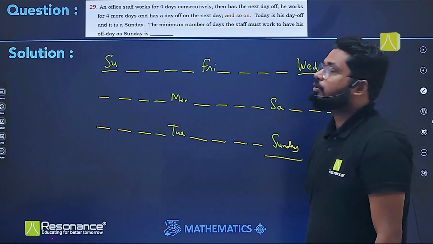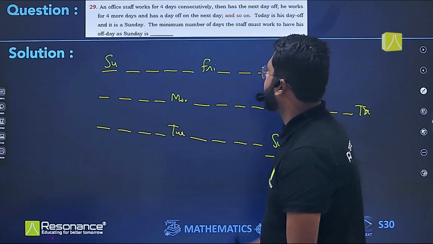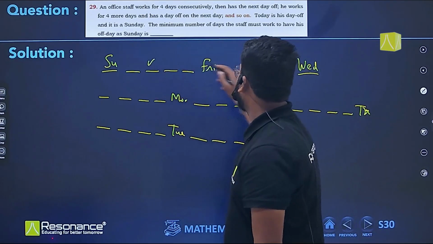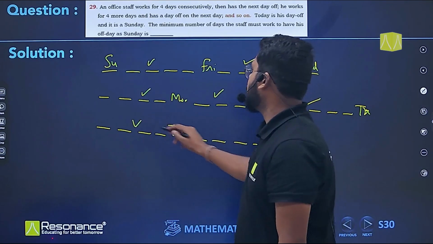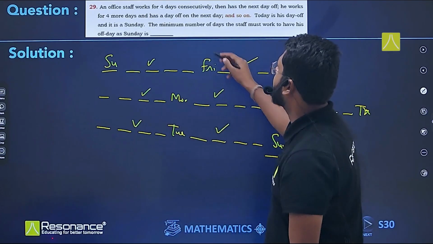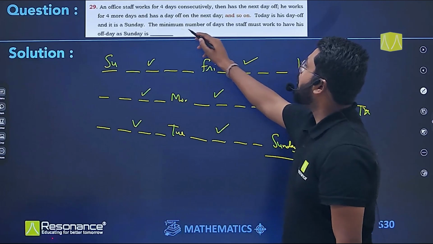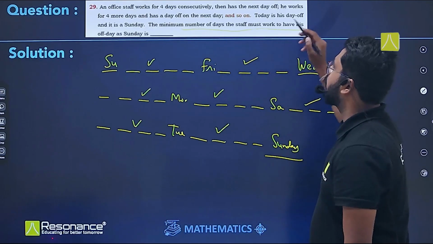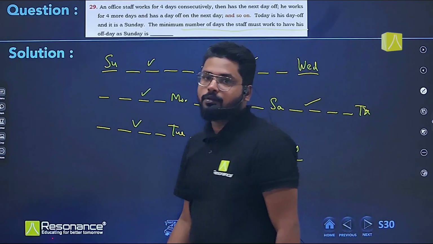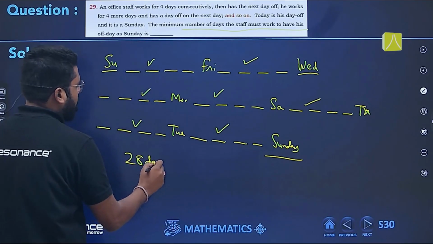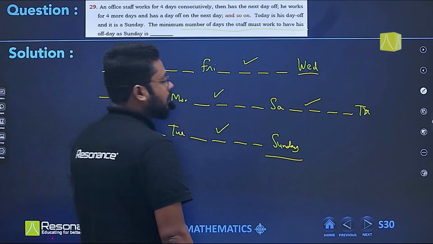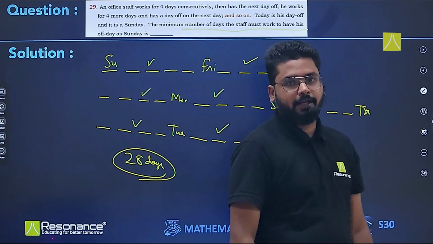Okay. So we have to see how many working days he has. So 4, 8, 12, 16, 20, 24 and 28. We cannot count off days because the question clearly mentions the minimum number of days the staff must work. Working days have to be counted. So 4 into 7 is 28 days. So after 28 days of work, his next off day will be Sunday again.